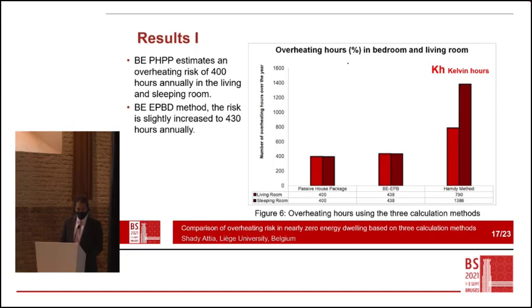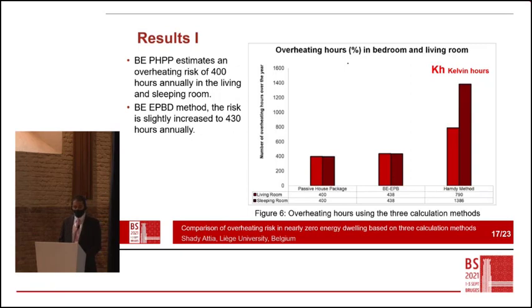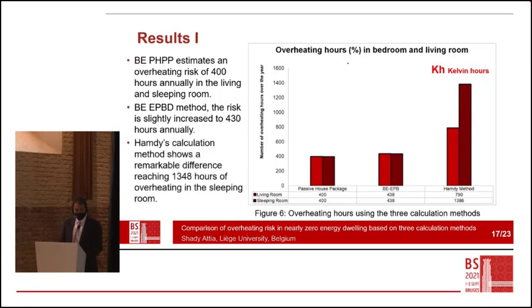The second two bars are talking here about the EPBD method. So this is the EPBD method, 430, but these are not hours, these are Kelvin hours, so we cannot compare. And then the third approach is simply hours of exceedance of temperatures according to the method of Hamdy in a sleeping room. So we cannot compare.